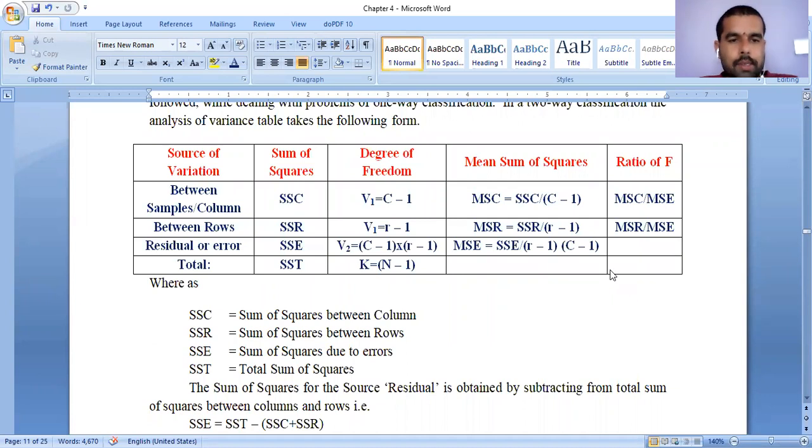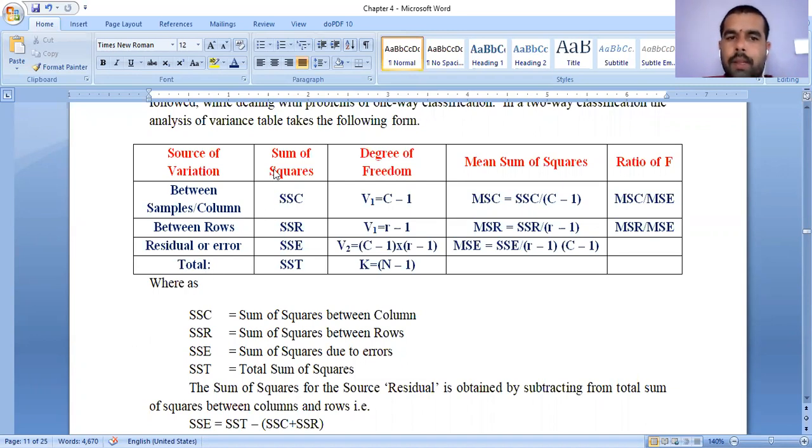So today we are going to discuss the problematic part of ANOVA two-way classification. Here you observe carefully. In the previous class, we discussed the ANOVA two-way classification table. This table is important. According to this table, we have to get all the values. Observe this table once again: source of variation, sum of squares, degrees of freedom, mean sum of squares, variance ratio of F. Here: between samples or between columns, between rows, residual or error, and total.